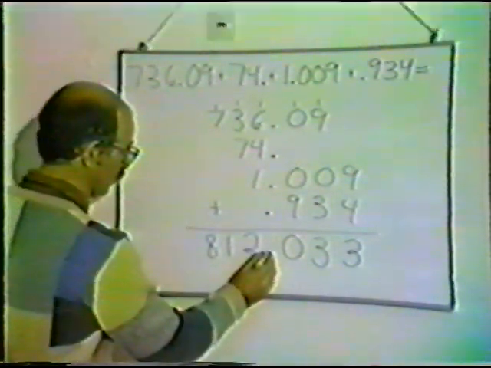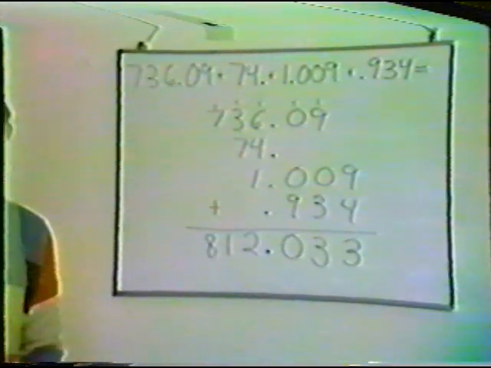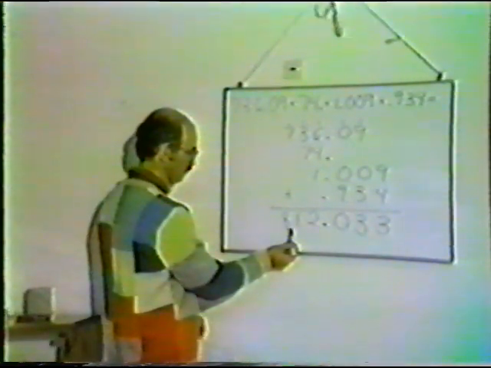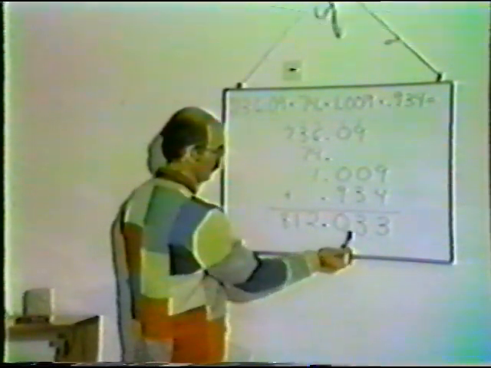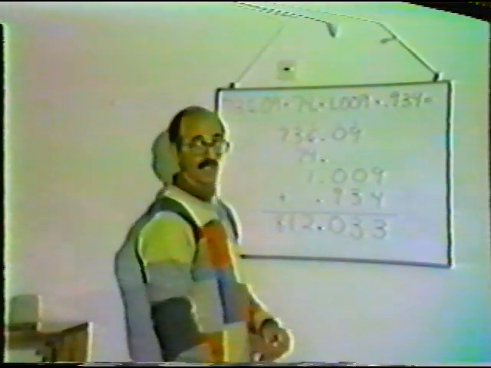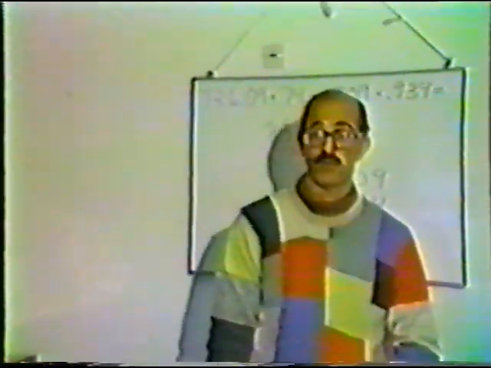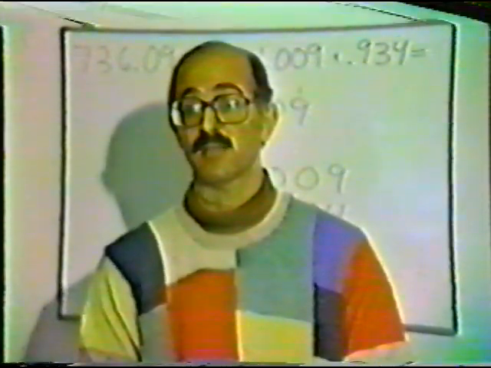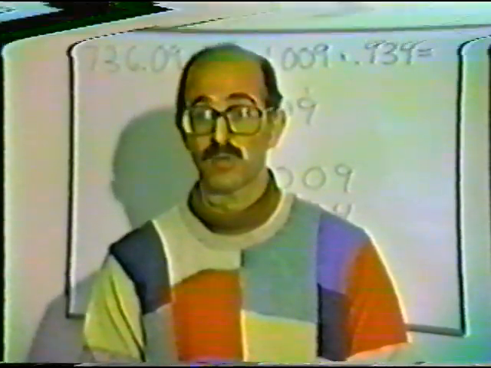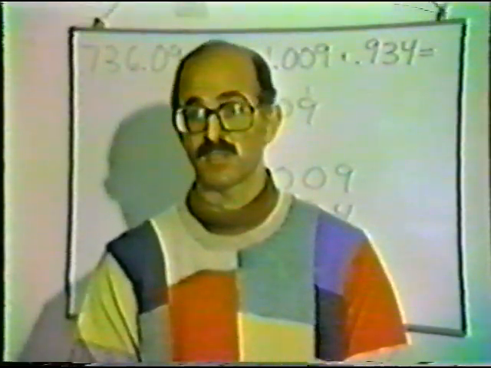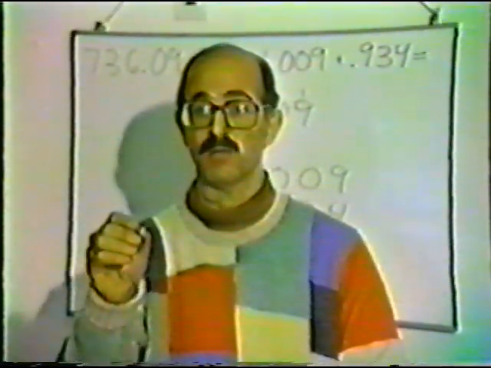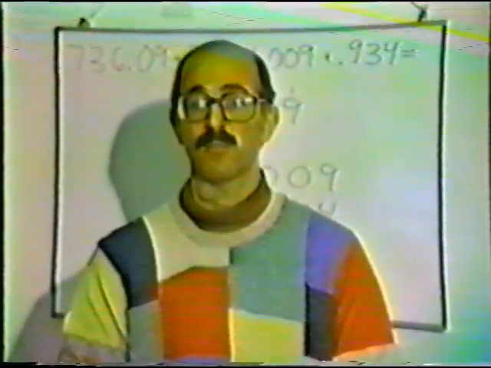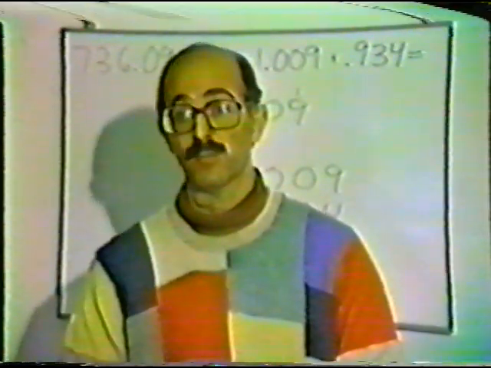And I must make sure I have my decimal point in the answer. Please read the answer. 812 and 33 thousandths. So all that you need to know to add decimals is to make sure you properly line up the numbers and that the decimal points are one below another in a perfect straight line, and that each number is in its proper place and proper column.